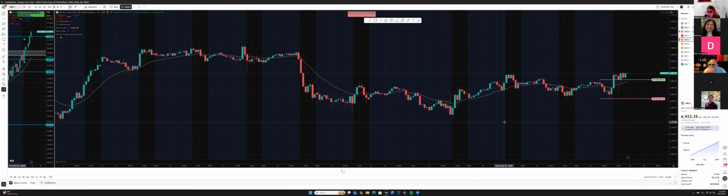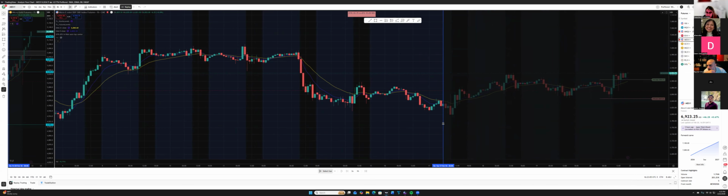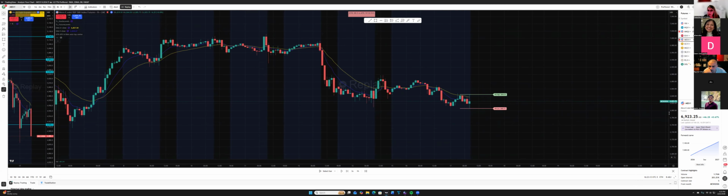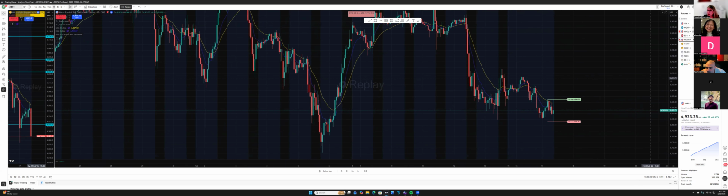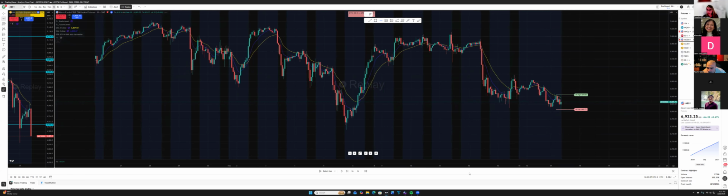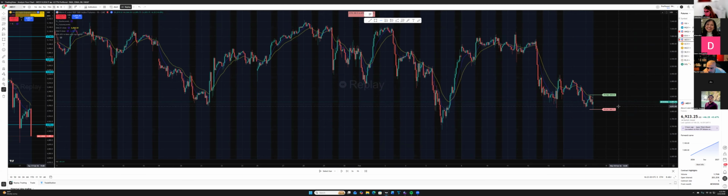Let's do the replay mode. Okay, Tuesday. All right, so this is Tuesday. And we are in the 1 hour. We're gonna put the levels in the 1 hour. See, I will mark this pivot low right here. I do blue for the 1 hour. This pivot high.